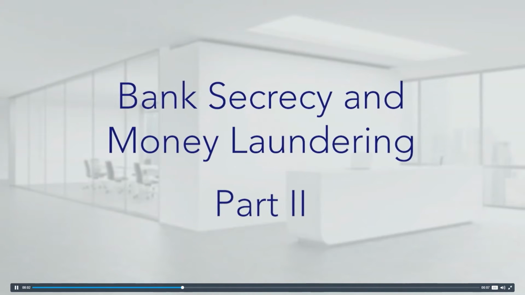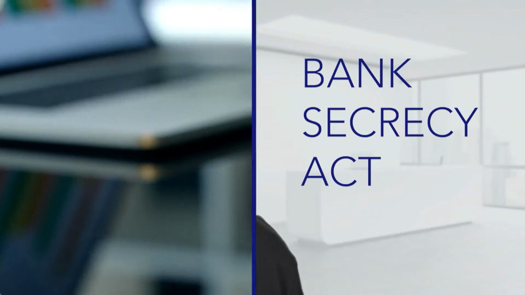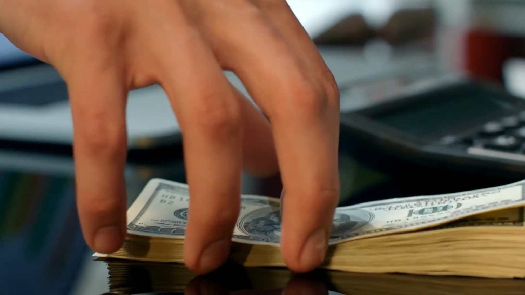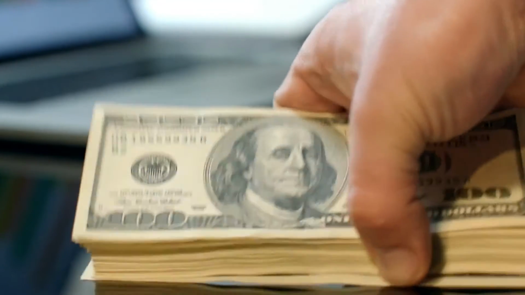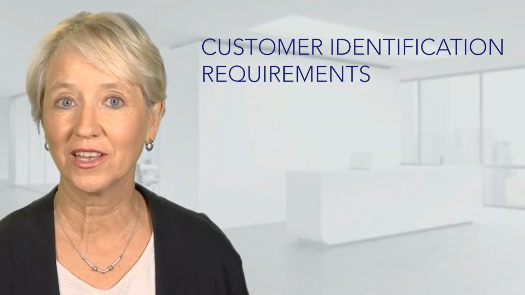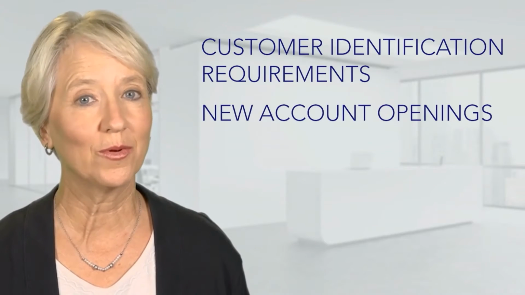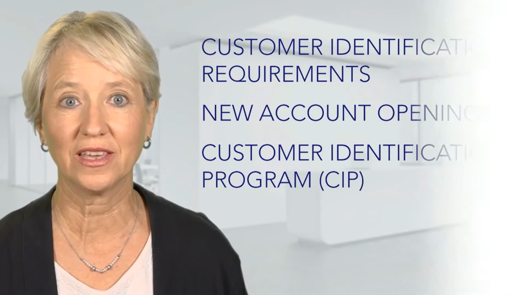Bank Secrecy and Money Laundering, Part 2. This course explains your basic responsibilities under the Bank Secrecy Act and your obligation to be alert for and report large currency transactions, suspicious activities, and other reportable transactions. We'll also cover customer identification requirements, new account openings, and the importance of a strong Customer Identification Program, CIP.